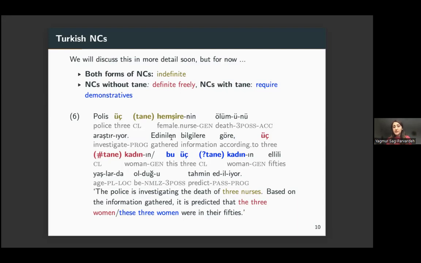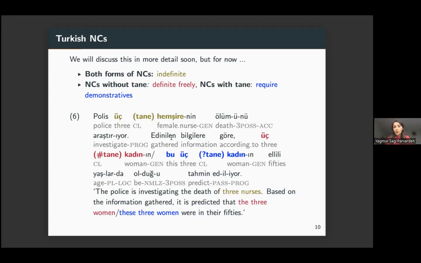But if I want to continue something like this, polis 3 tane hemşirenin ölümünü araştırıyor. Edinilen bilgilere göre 3 tane kadının 50'li yaşlarda olduğu tahmin ediliyor. Now the second 3 tane kadın is forced to refer to some separate set of 3 women, not the 3 nurses that were killed that I mentioned at the beginning. But in the absence of tane, I can form that anaphoric relation between the first 3 nurses and the 3 women mentioned in the follow-up sentence.